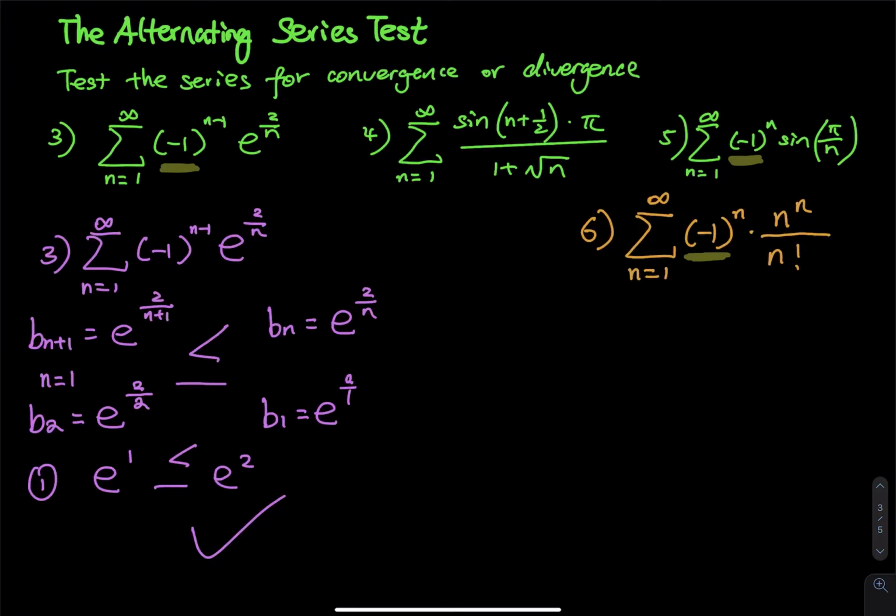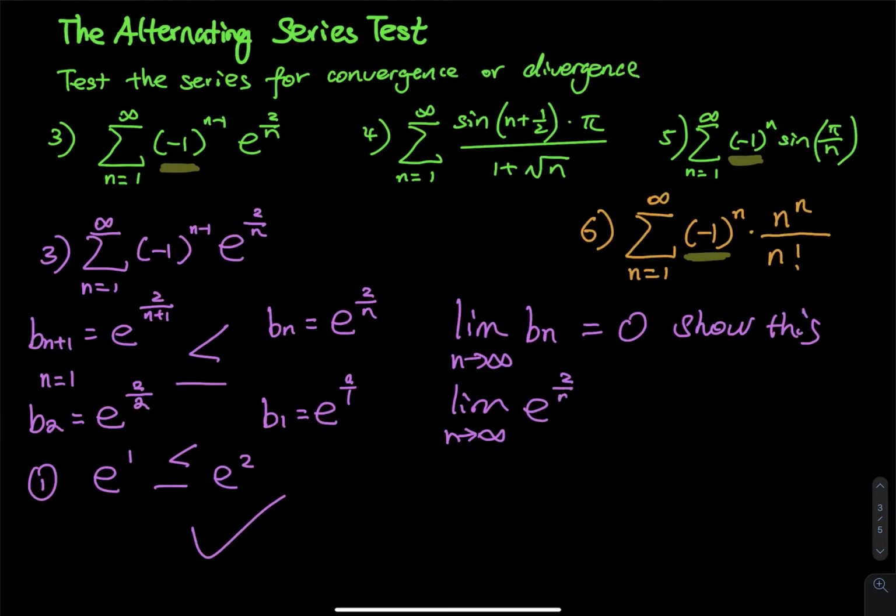Number two, we want to show that the limit as n approaches infinity of Bn is equal to 0, right? So we want to show this. The limit as n approaches infinity of e to the 2 divided by n is e raised to the 2 divided by infinity, which is e raised to the 0 power. Is that equal to 0? Is e raised to the 0 power equal to 0? The answer is no. Any non-zero number raised to the 0 power is equal to 1. Unfortunately, that is not equal to 0. That means condition number 2 is not satisfied.